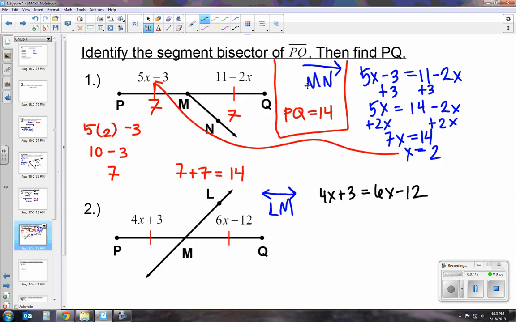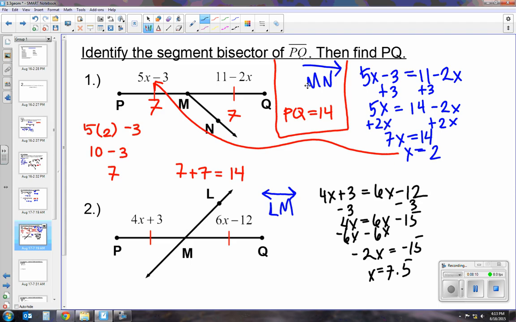And I'm going to solve my equation. I'm going to subtract my 3. So I have 4x equals 6x minus 15. I'm going to subtract the 6x. And I get negative 2x equals negative 15. And then I divide by a negative 2. And I get 7.5. All right, and decimals are okay.